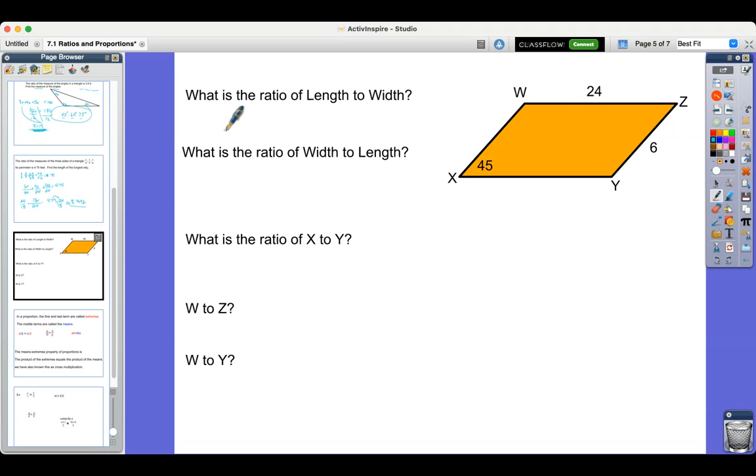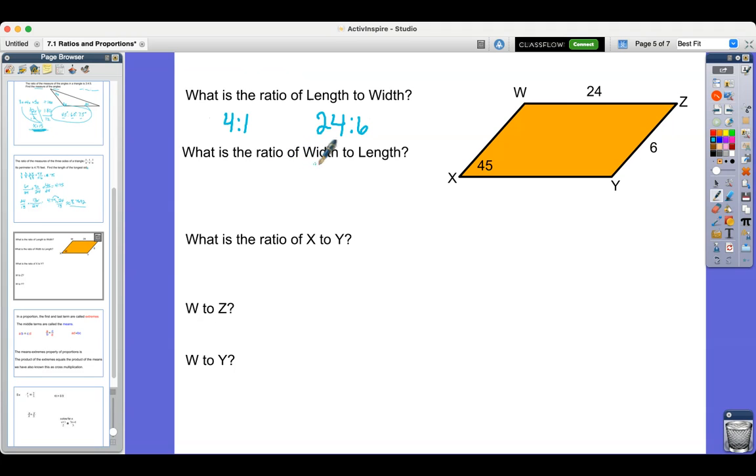Not just what's the ratio, what's the final ratio? Final ratio is 4 to 1. The question is, why is it 4 to 1? Because remember, we're comparing length to width, which is 24 to 6. But remember, if you can reduce it, reduce it. Both sides reduce by 6, so we get 4 to 1.